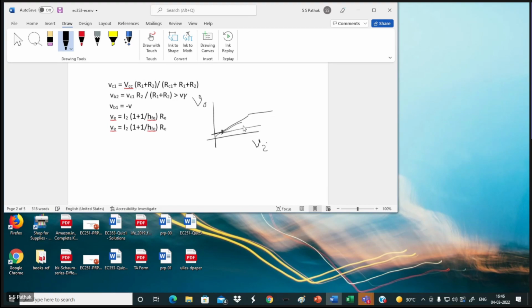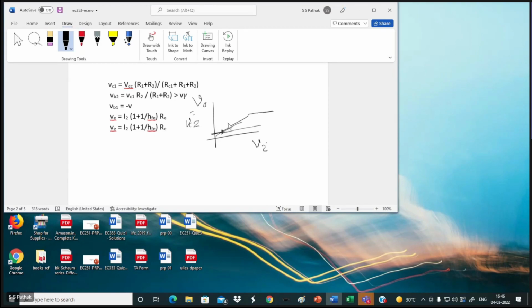This is a high, this is a low, this is a high. When Q2 was active, this was the voltage at V naught, that is Vc2. V naught is nothing but Vc2. So that is the amplification I am going to get, but here it becomes constant. Below that also it is constant. I think this voltage you can compute, I have written there.